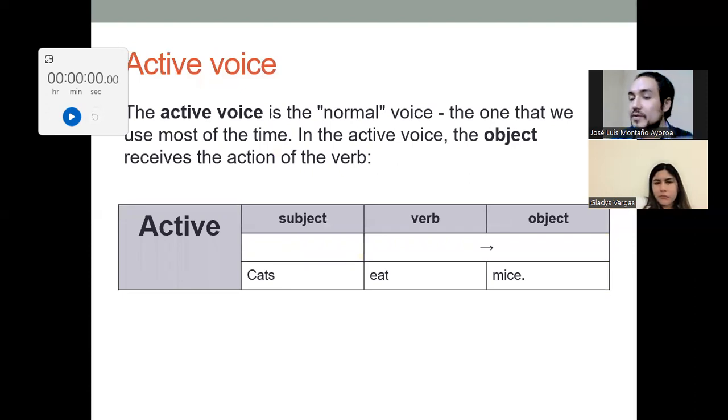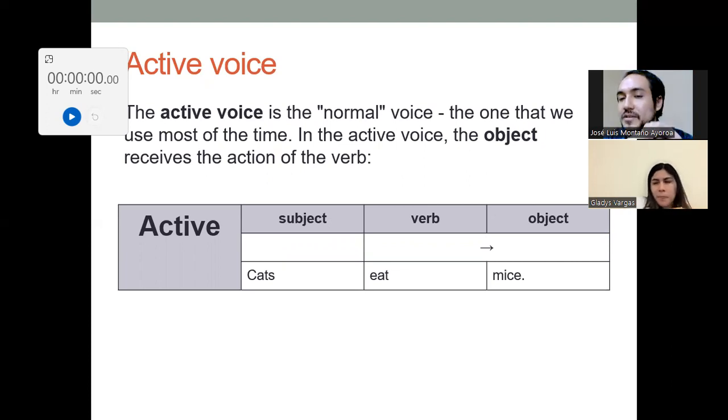Okay, now we need to understand how we can change from active to passive. But first, let's read this, please, Gladys. Active voice. The active voice is the normal voice, the one that we use most of the time. In the active voice, the object receives the action of the verb. Good. Now, the short example, please, is divided in subject, verb, and object. Cats eat mice. Exactly. So cats eat mice is active.